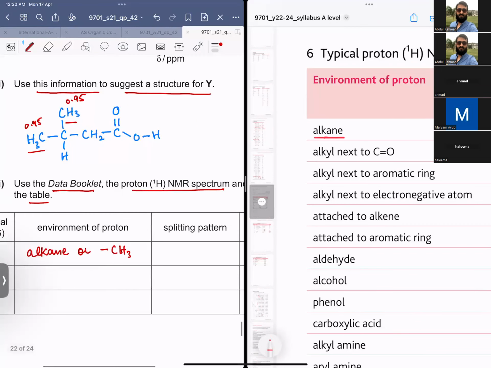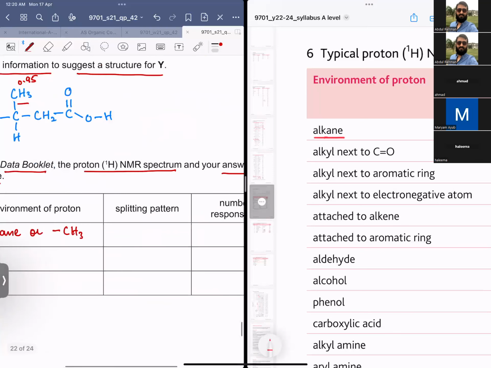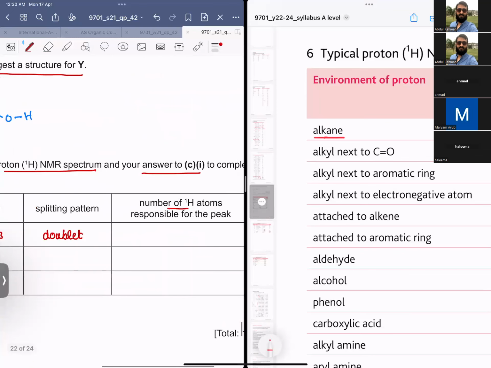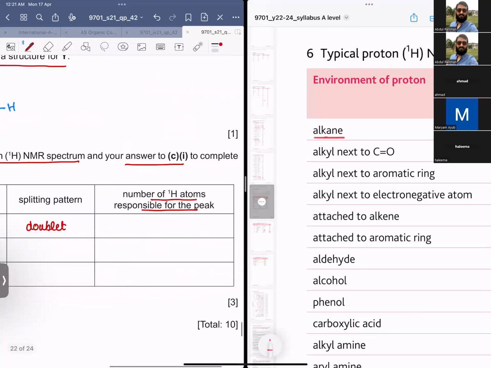And if we look at the splitting pattern over here, this one, which is at 0.95, its splitting pattern is a doublet. So here I would like to write doublet, and then they are asking the number of hydrogen atoms responsible for the peak. So if you see 3 hydrogens over here and 3 hydrogens over here, make it 6. So 6 hydrogens are basically responsible for this peak. Is it understandable to everyone?